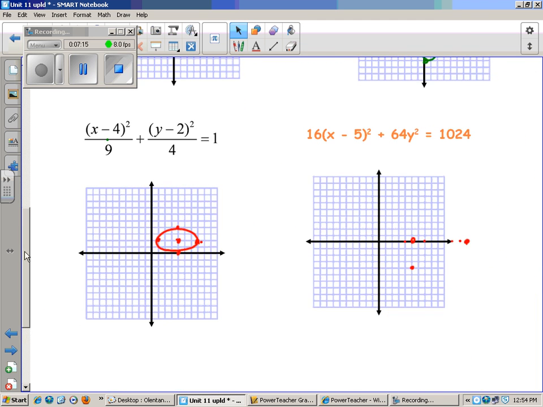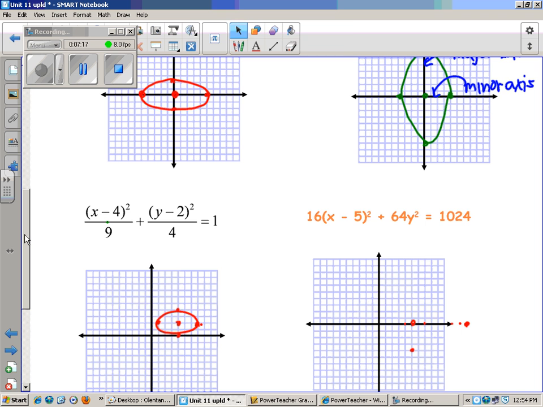Here, let's do one where the center isn't 0, 0. What's the center here? 4, 2, right? Remember, it's x minus h, so it's 4, 2. And then how far do I go left and right? 3. And how far up and down? 2.